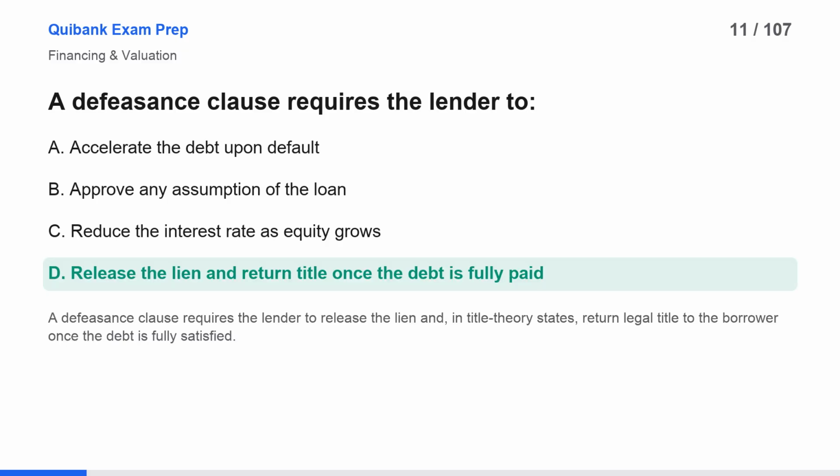The answer is D. Release the lien and return title once the debt is fully paid. A defeasance clause requires the lender to release the lien and, in title theory states, return legal title to the borrower once the debt is fully satisfied.